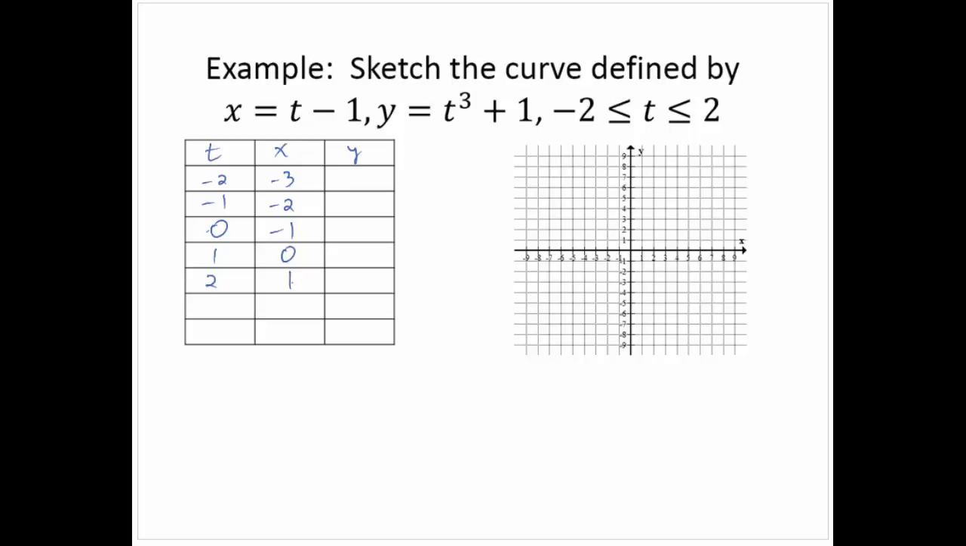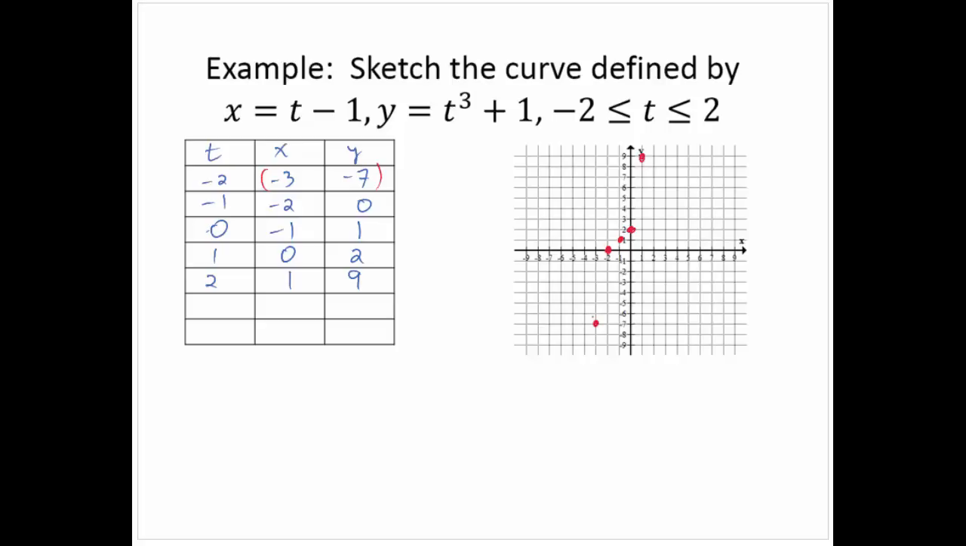And the y coordinate is given by t cubed plus 1. So let's see, negative 2 cubed, that's negative 8 plus 1 is negative 7. Negative 1 cubed is negative 1 plus 1 is 0. 0 cubed plus 1 is 1. 1 cubed plus 1 is 2. And 2 cubed plus 1 is 9. Plotting these points, I'd have negative 3, negative 7. Negative 2, 0. Negative 1, 1. 0, 2, and 1, 9.